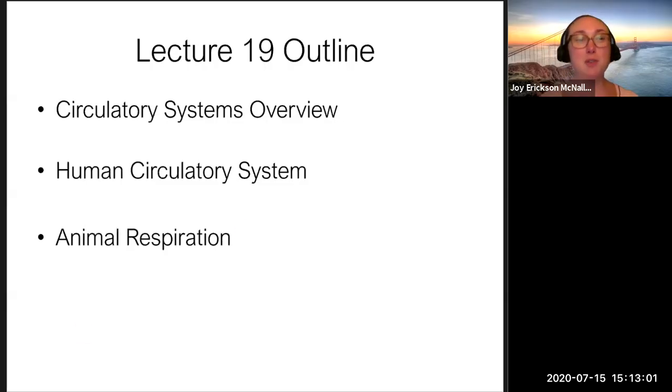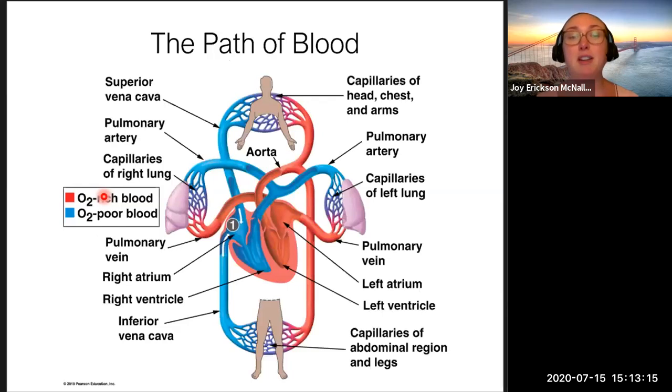Okay, moving on to part 2, the human circulatory system. We did an overview, we introduced some of the vocabulary words and the players. Now let's look at the details and follow the path of blood through the circulatory system. So this picture is a lot, and there's 10 different bullet points that we're going to work through on this.